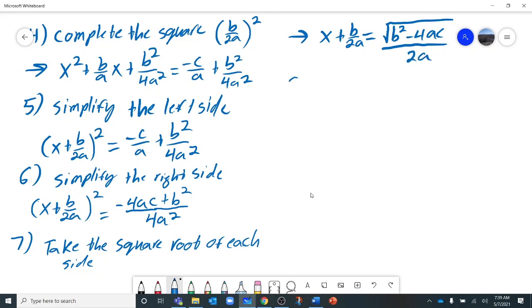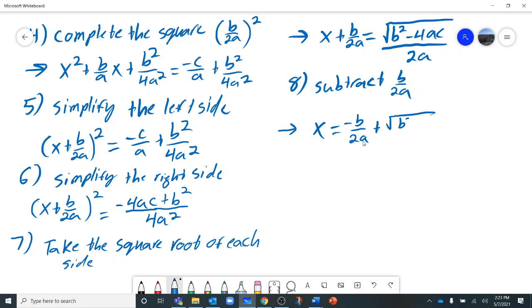Okay, and then step 8, subtract. I paused this a long time ago, and it looks like we were on step 8, subtract. I don't know how far I got with that, but what we want to do is subtract that b over 2a from both sides, and that leaves us with x on the left-hand side and negative b over 2a plus the square root of b squared minus 4ac, also over 2a. We have a common denominator, so we can just put those together. I guess we'll just say 9, simplify, and we'll be there.